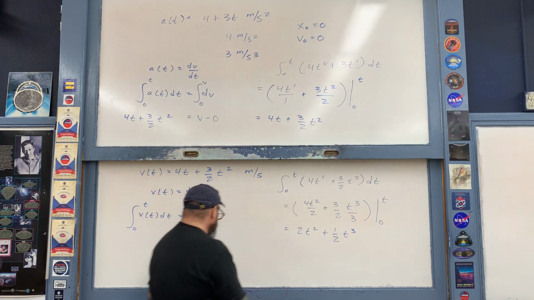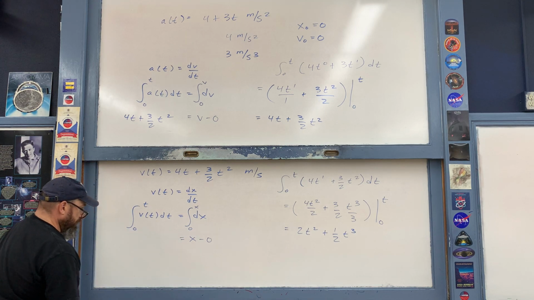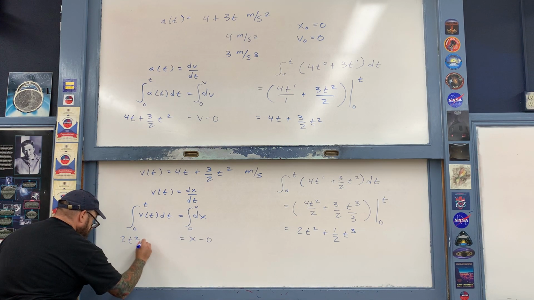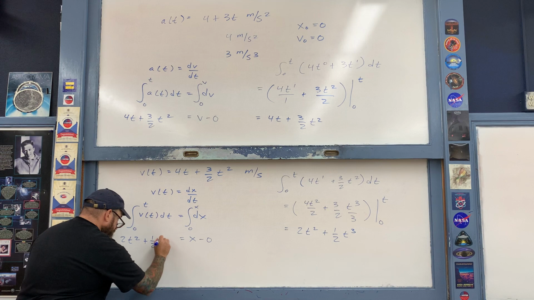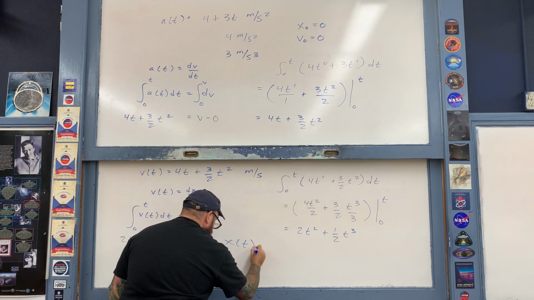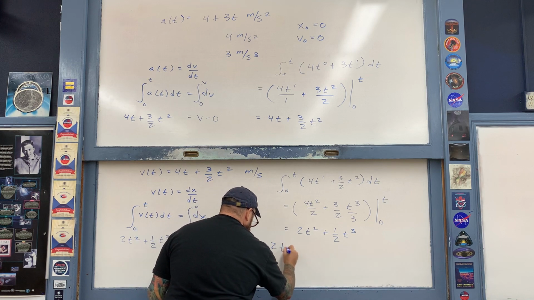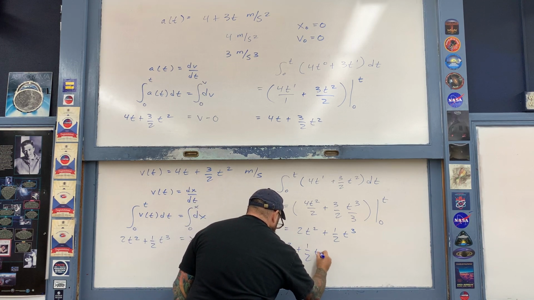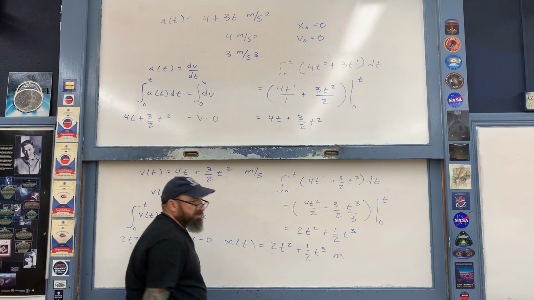This guy here then goes over here into the left-hand side of the expression. Like so. And then just writing this out formally, the position as a function of time, then therefore is just this. All in terms of meters.